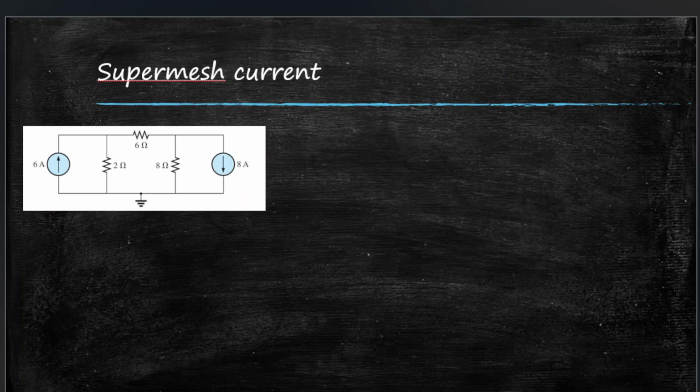Okay, we have another supermesh question. So again, note. Let's follow the steps for solving this question. Step 1 is to assign loop currents, which we will do here. Let's assign loop current I1 clockwise, and loop current I2 clockwise again, and then loop current I3 clockwise.